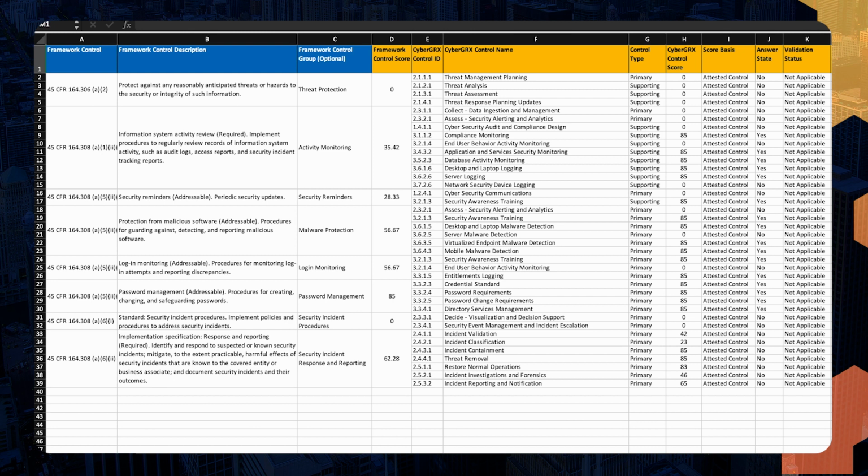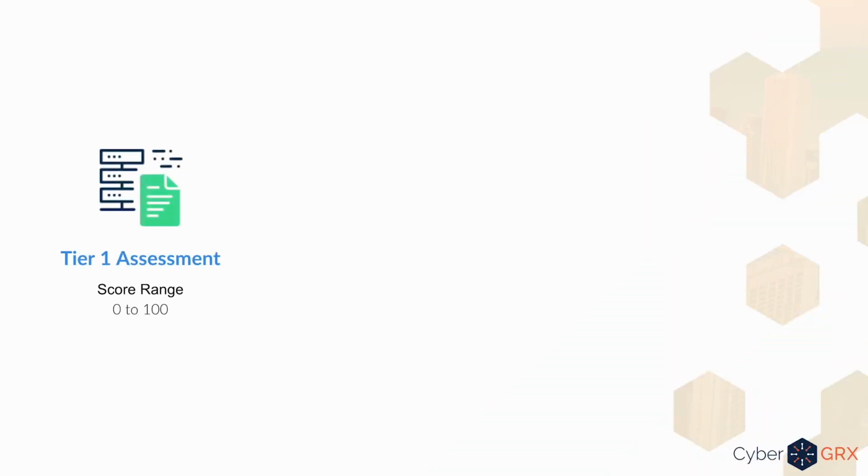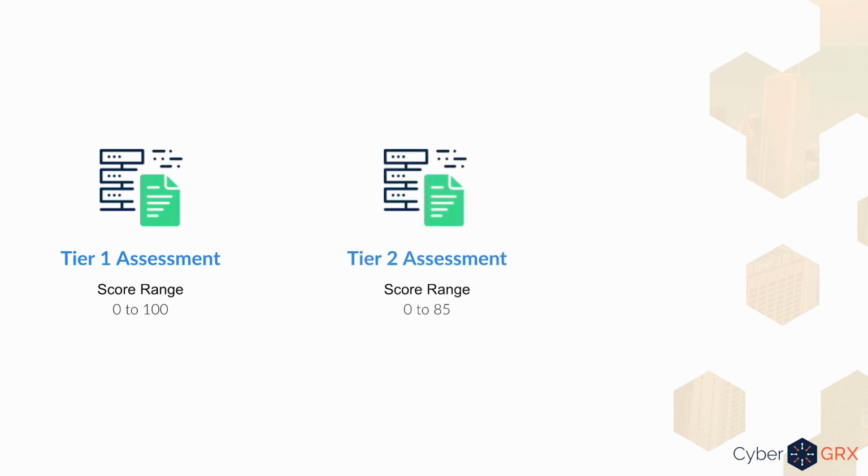To begin analyzing the results, we'll focus on the Framework Control Score and the CyberGRX Control Score. The Framework Control Score is a weighted average of answers to a family of subcontrol questions, while the CyberGRX Control Score is the individual control score. If a third party took a Tier 1 assessment, their scores would range from 0 to 100, whereas if they took a Tier 2 assessment, their scores would range from 0 to 85. Predictive data scores will also range from 0 to 85 since predictive data uses a Tier 2 assessment as its base.